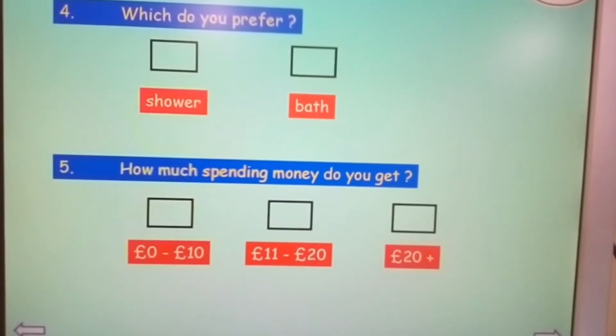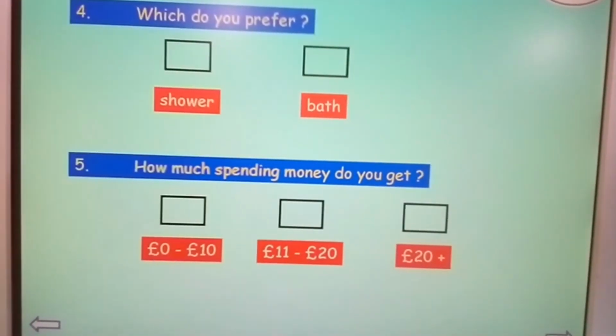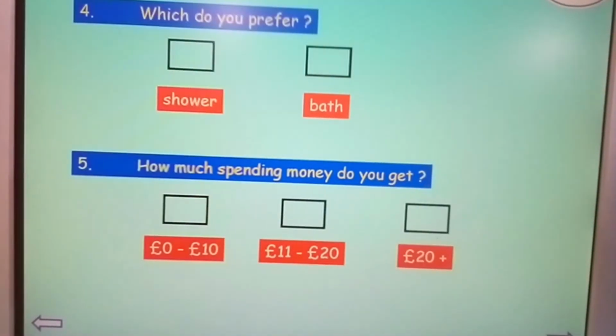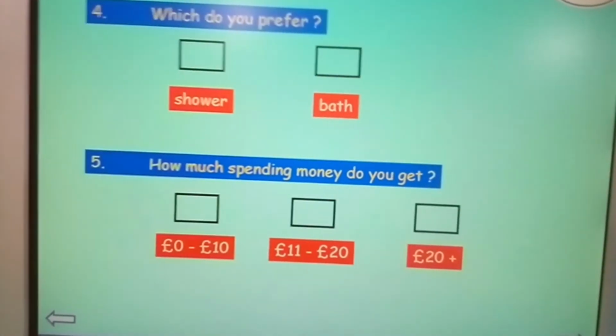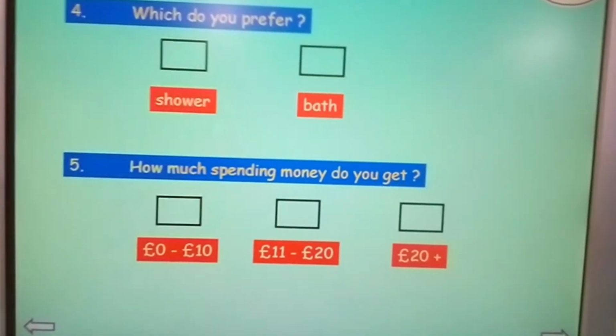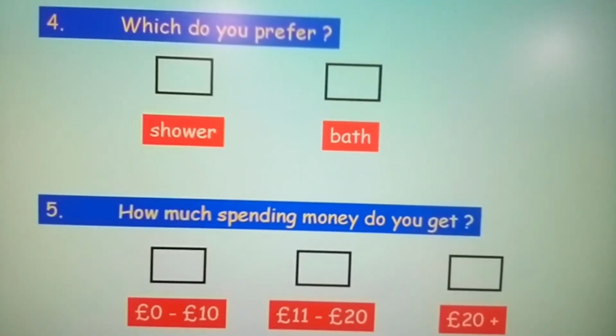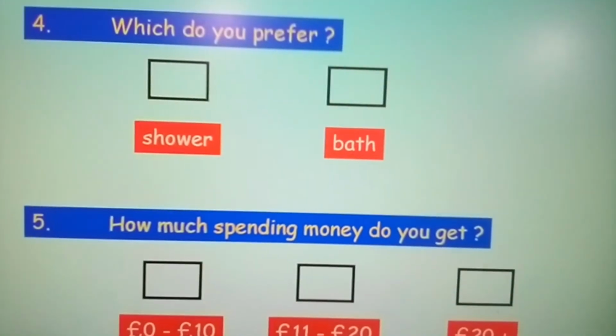Answers, which do you prefer? Shower, bath, etc. Okay, so you can see that. How much spending money do you get, etc. You can see it sets out the range. Again, you're beginning to get an answer and feedback that will be essential to you.